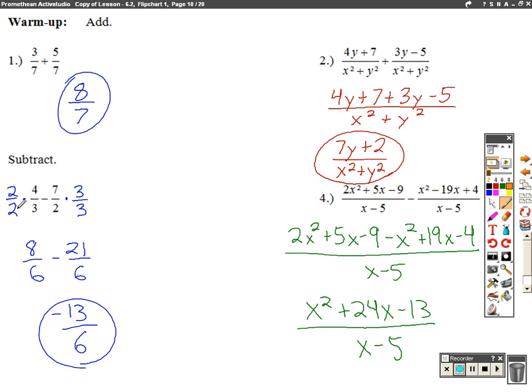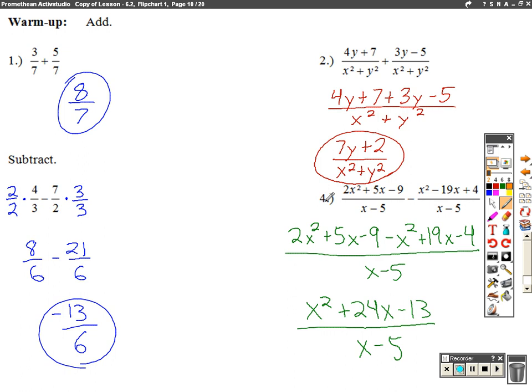Okay, so warm-ups numbers 2 and 4 are like warm-up number 1 here, where the denominators are the same. That's the easier case. For the rest of the lesson, the denominators are different. So we're going to be doing something like warm-up number 3 the rest of the lesson, and that's where it gets a lot more difficult. So you see in warm-up number 2, these denominators are already the same. So you just keep that same common denominator, x squared plus y squared, and you just add the numerators. Combining your like terms, 4y plus 3y is 7y, 7 minus 5 is positive 2.